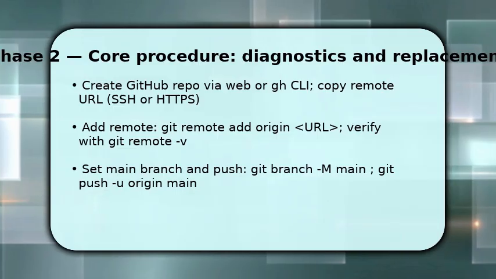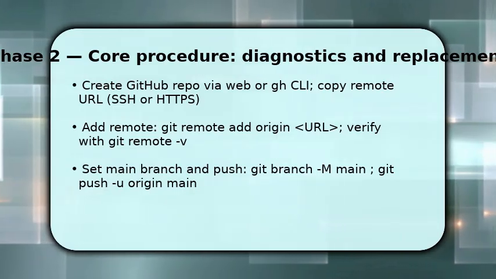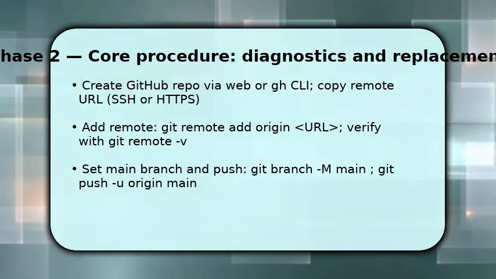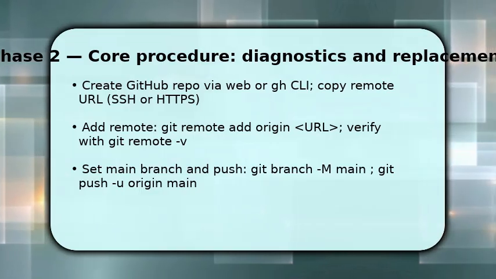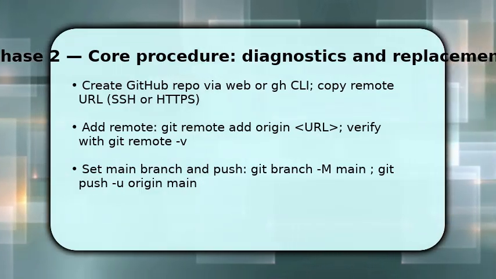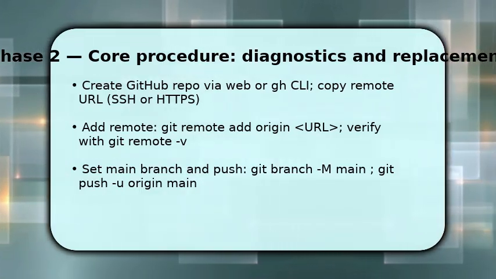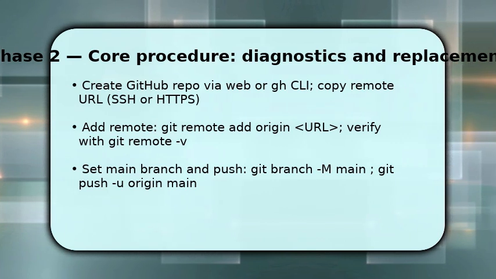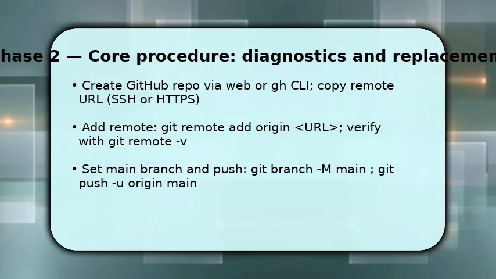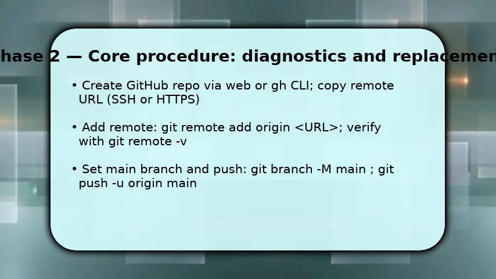Next, unify branch names by running git branch -m main and push with git push -u origin main, which uploads commits and sets upstream tracking, so future git push commands are simple and reliable. Finish by verifying that your commits appear on GitHub and that the default branch is correct.